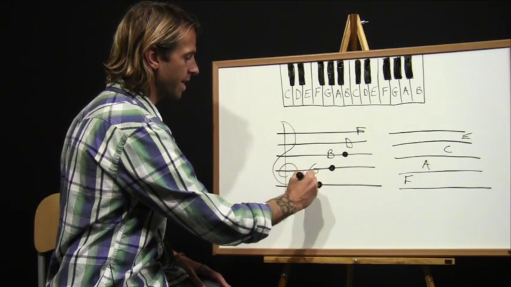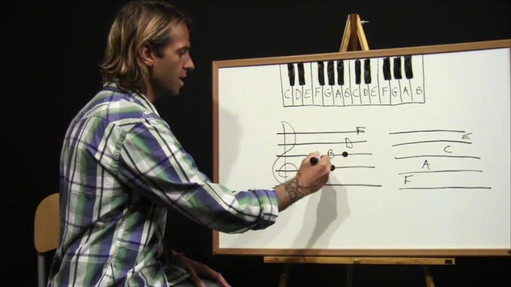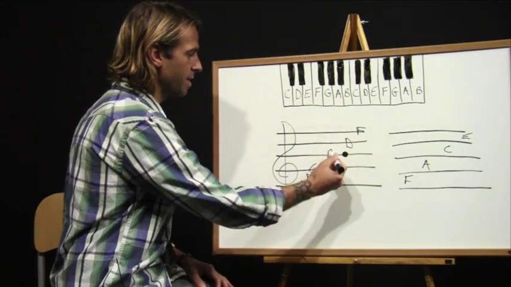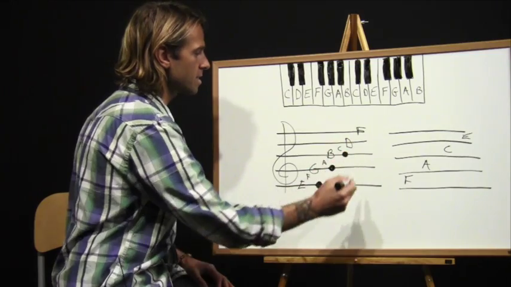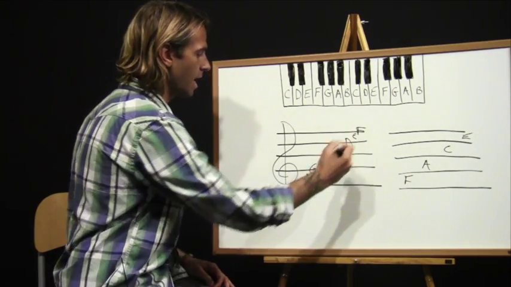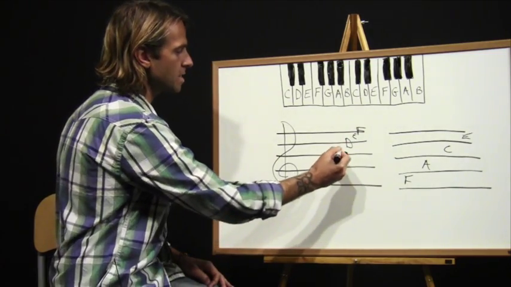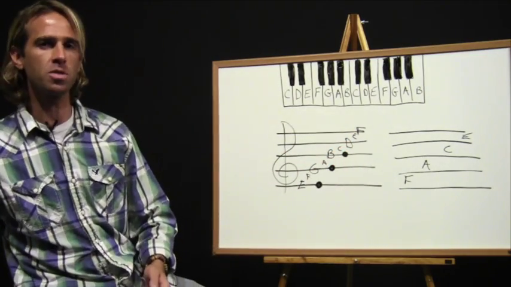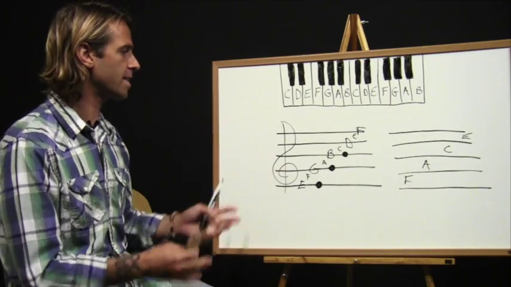E, the next space is F, G. After G is going to be an A again, because there's no H in music. Moving on to B, C, D, E, and F. So E, F, G, A, B, C, D, E, F. So this is how we are going to assign notes on the staff to communicate that to you.